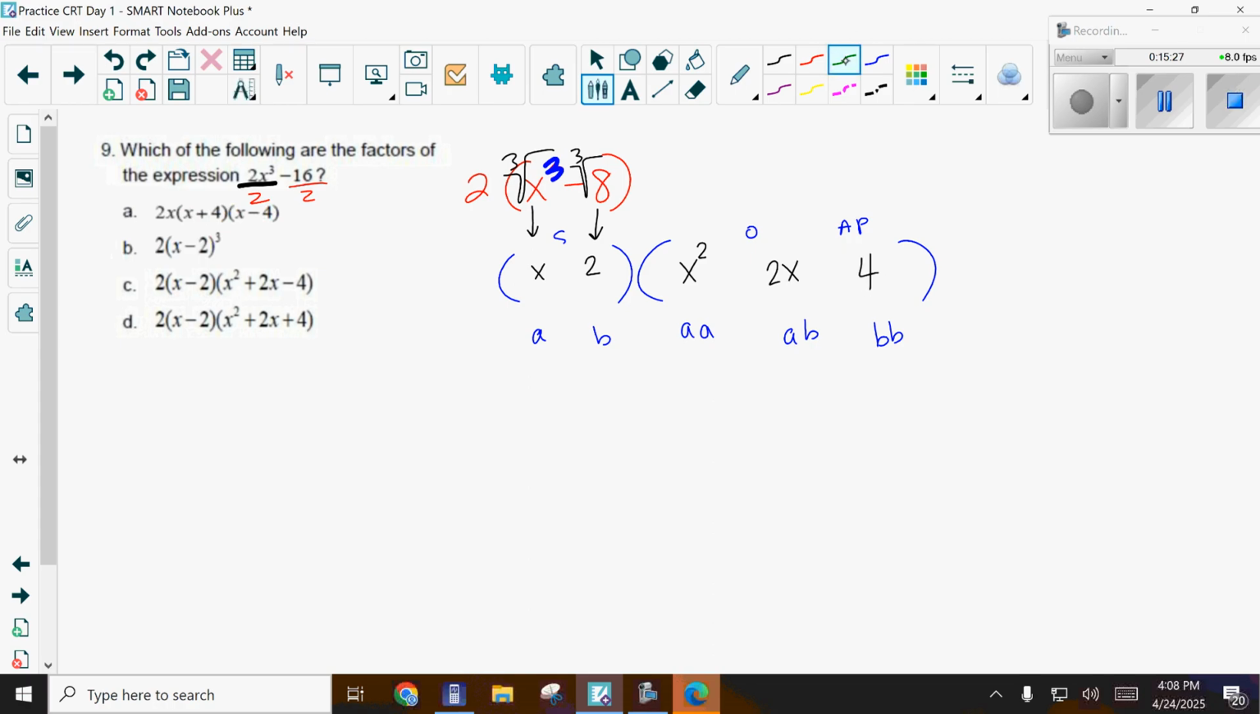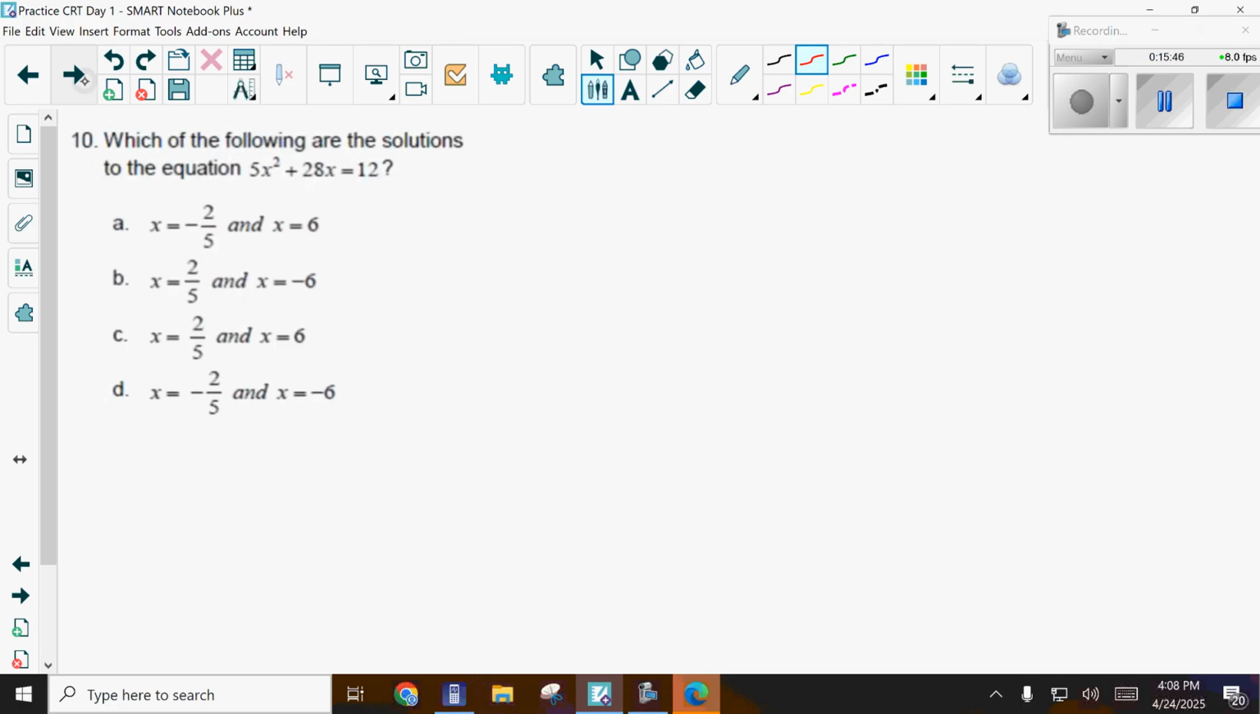And then we go put the signs in. S is the same, so it has to be the same as the original. O is the opposite. And then AP is always positive. And then again, don't forget, you have to have that GCF in the front. So the only one that's going to match that answer, the correct answer for number 9, should be choice D.